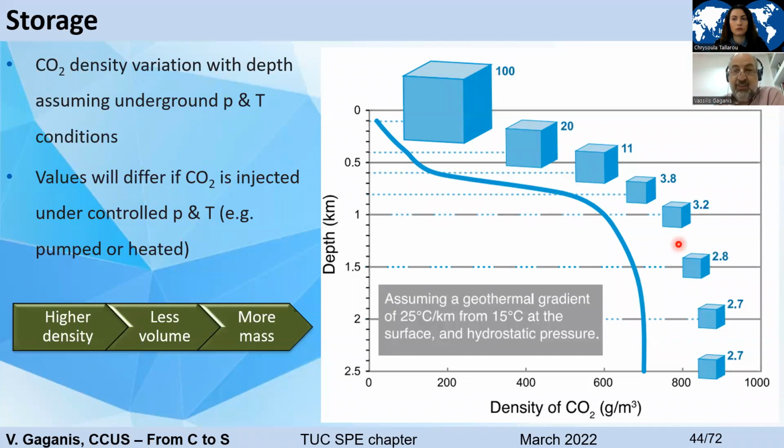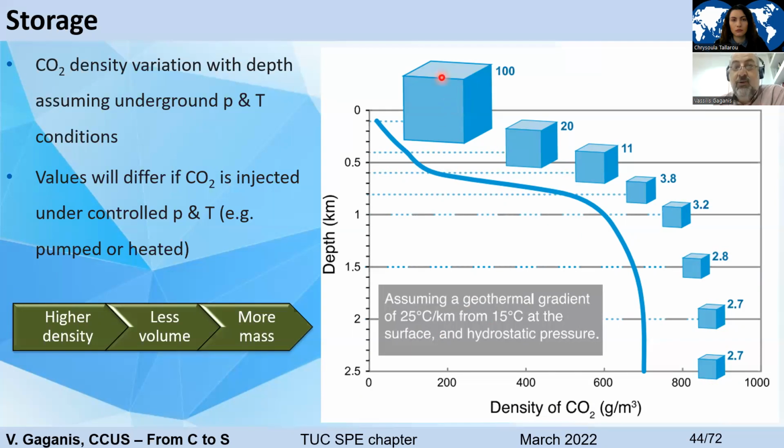That means that as we go down into the subsurface, and if we assume a geothermal gradient, the typical one, of 25 C per kilometer, starting from 15 C, and we also assume the hydrostatic pressure, 0.45 psi per foot, then in that case, this is the relative density of the CO2.